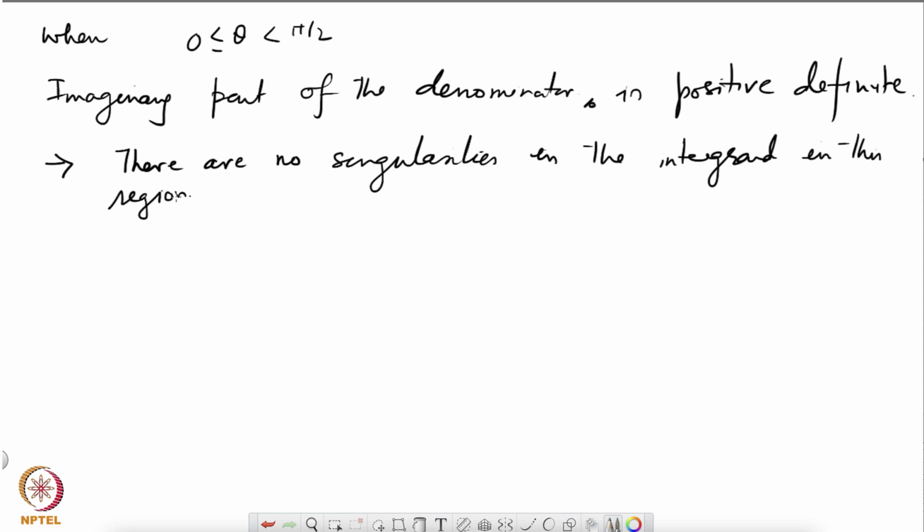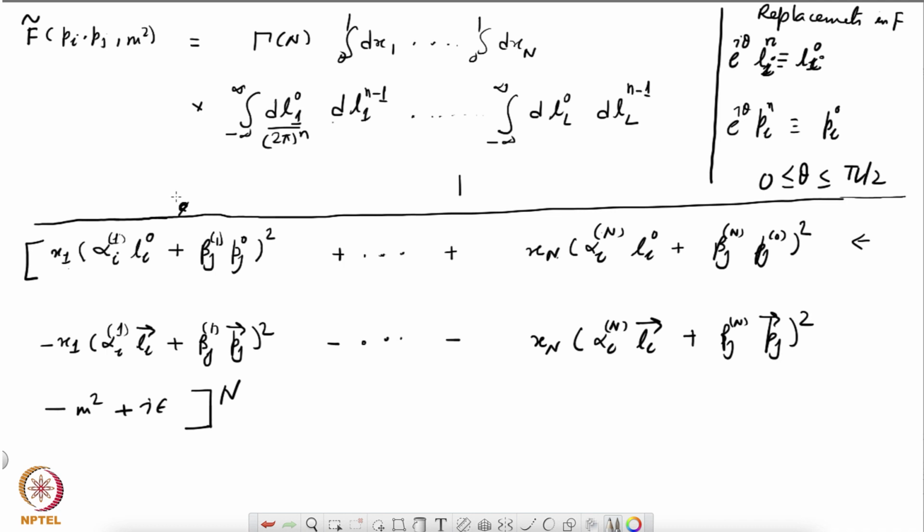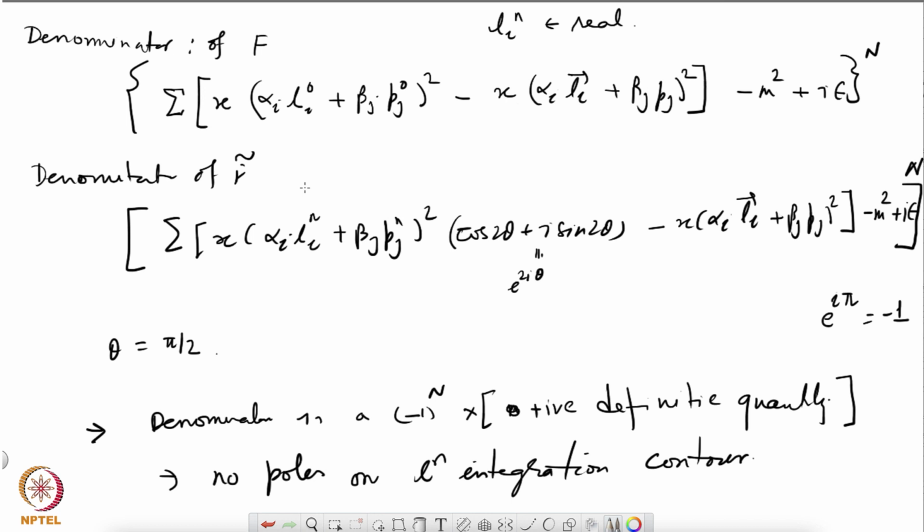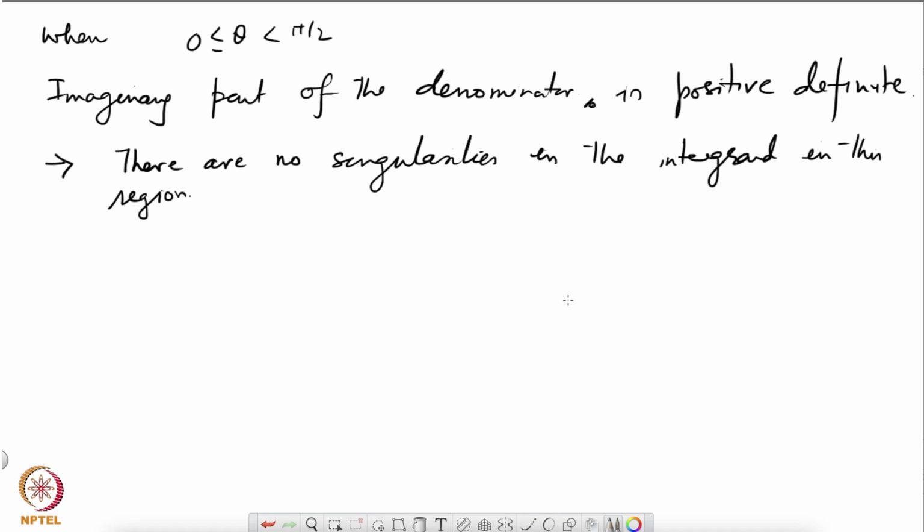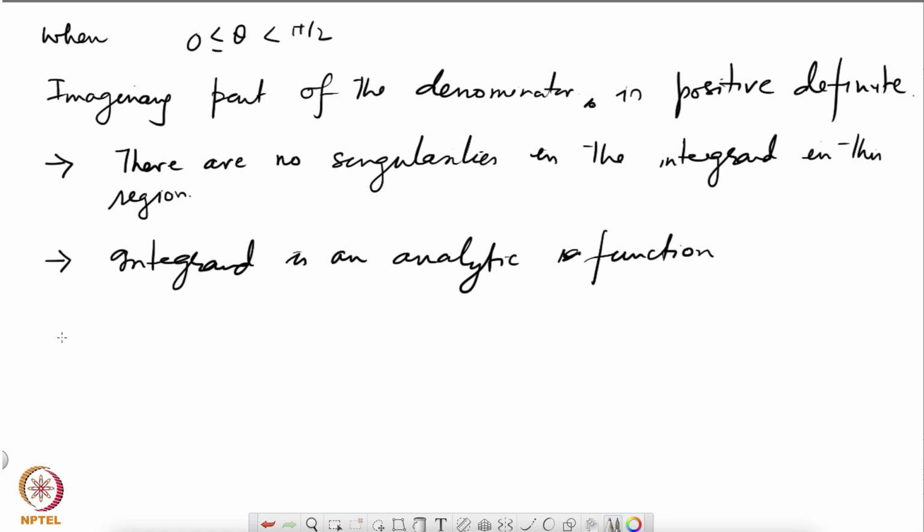You are integrating over all the real values, right? So when you are integrating this denominator, you are integrating over the loop momentum, which takes real values. Because there is an imaginary component which is positive, definite, the denominator never becomes 0 on the integration contour, right? So it never becomes 0. So there are no singularities, and now your integrand is an analytic function. And when you integrate such an integrand, what you get is again an analytic function.